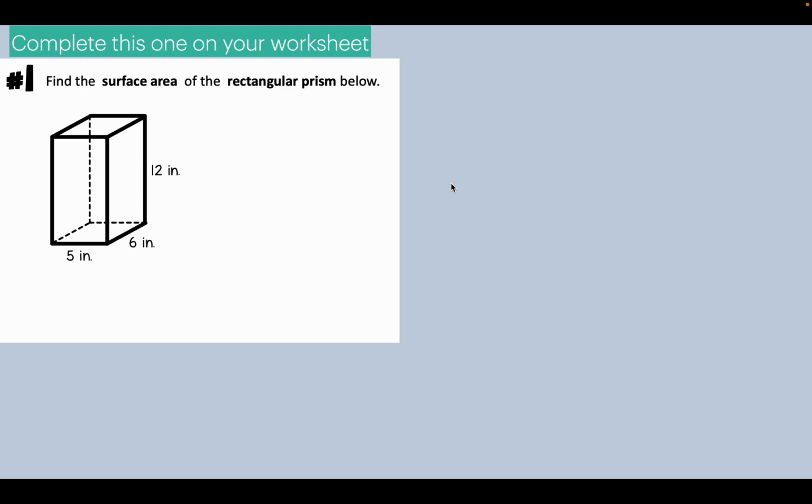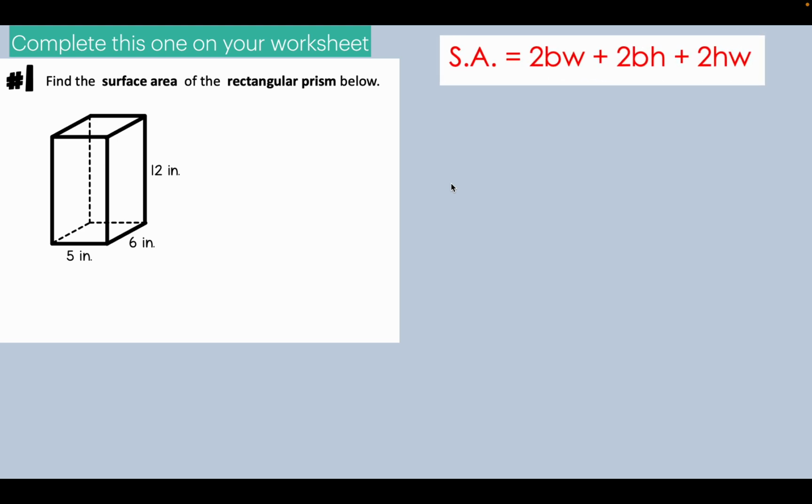A rectangular prism has 6 sides, 3 pairs of sides. Top and bottom are the same, front and back are the same, and the 2 sides are the same. So we're going to use the formula that my surface area equals 2 times my base times my width plus 2 times my base times my height plus 2 times my height times my width.